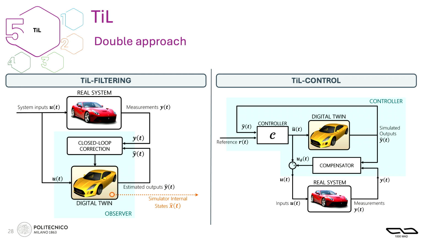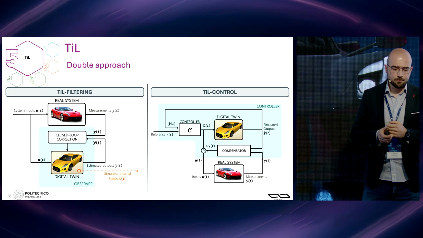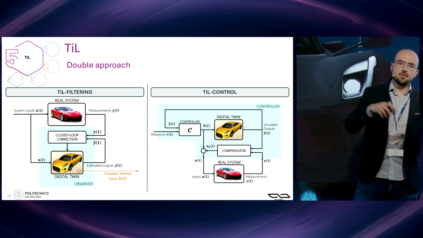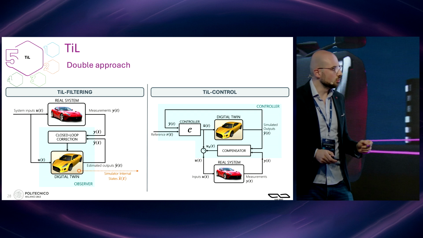For filtering, we can use the digital twin to simulate internal states of the vehicle that are not measurable in the real one. And for control, we want to use the digital twin to again see states that are not visible in the real one, and based on that, compute the best control action for the real one. So we use the simulation to understand the best control action that we can take, and then feed the real vehicle. But I'm going to show you later how.